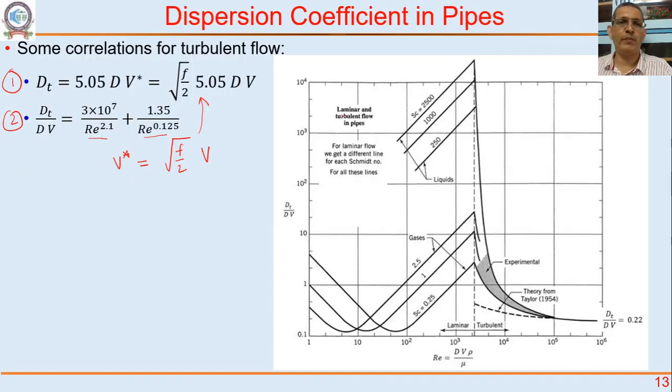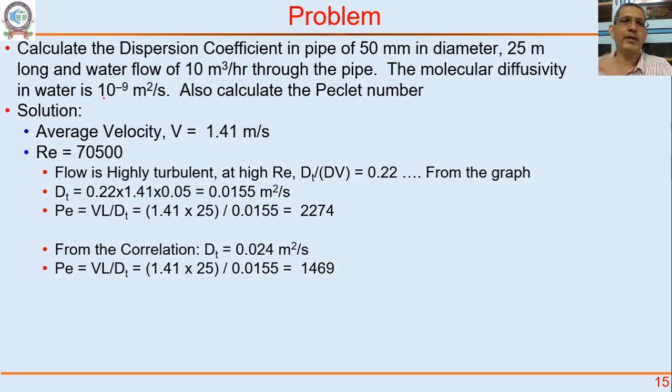This is for pipes. Okay, just to give you an example, to make you calculate and understand how all these things are calculated, let's calculate the dispersion coefficient in a pipe 50 millimeter in diameter, 25 meter long, and a water flow rate of 10 meter cube per hour through the pipe. Molecular diffusivity in water is 10 raised to minus 9 meter square per second. Also calculate the Peclet number. The solution is already there, you don't have to do it, but do it for yourself.